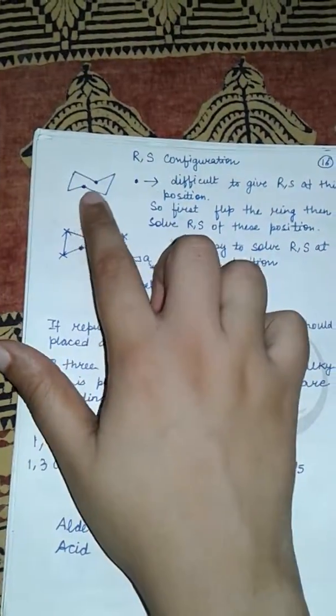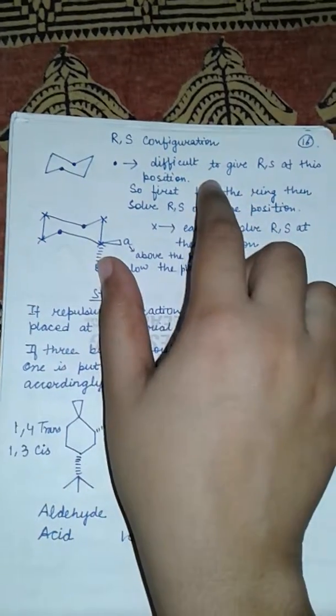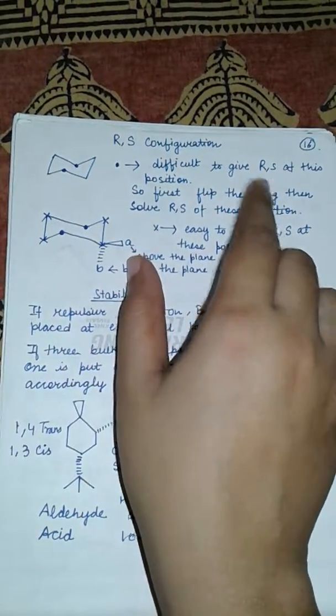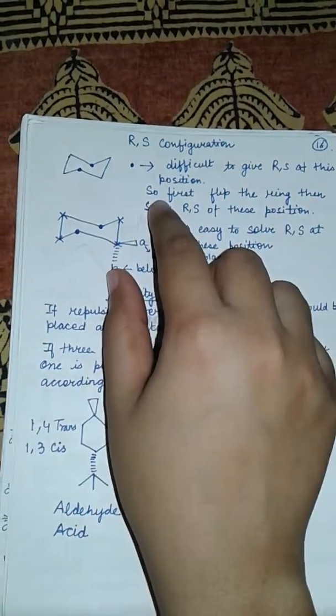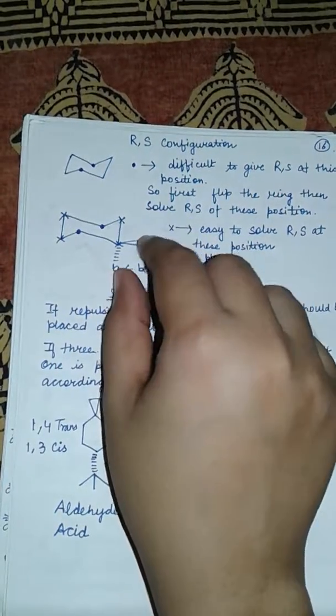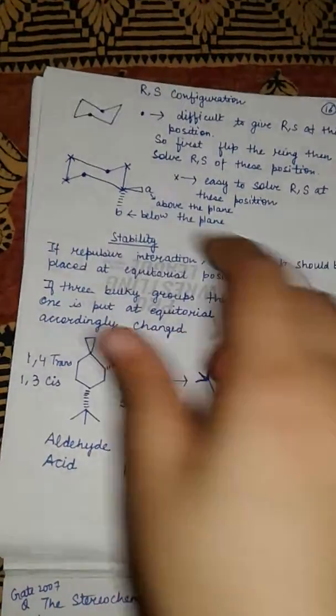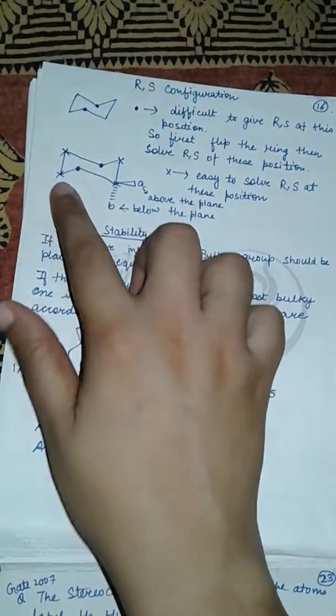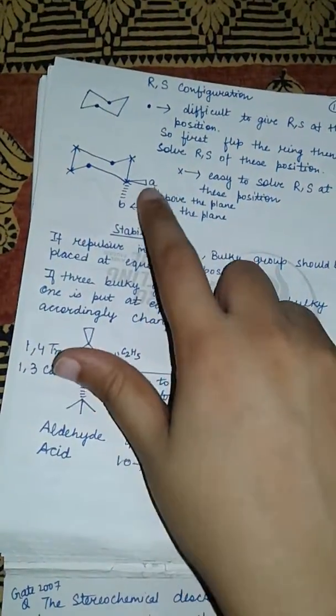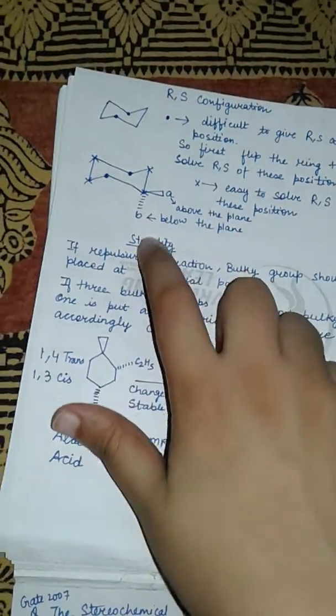Now, for these 2 points, it is difficult to give the RS configuration. So the ring is first flipped so that we can solve RS of this position. At this position, it is easy to solve RS. This group is above the plane, this is below the plane.